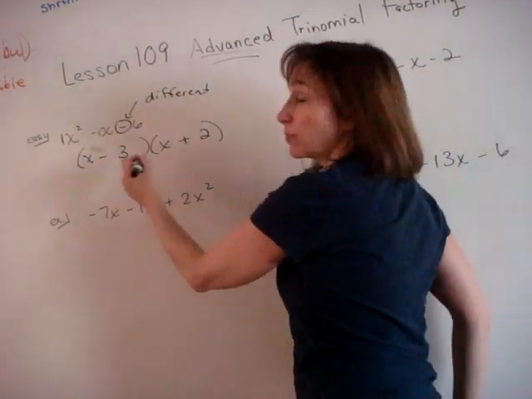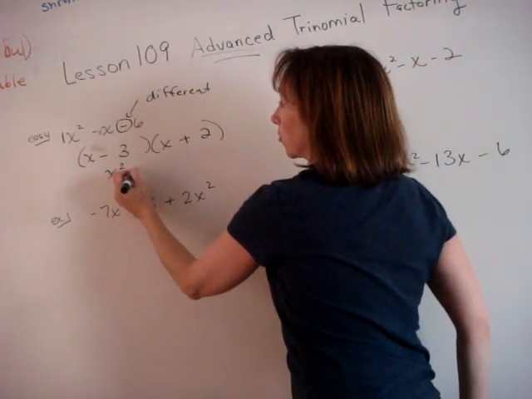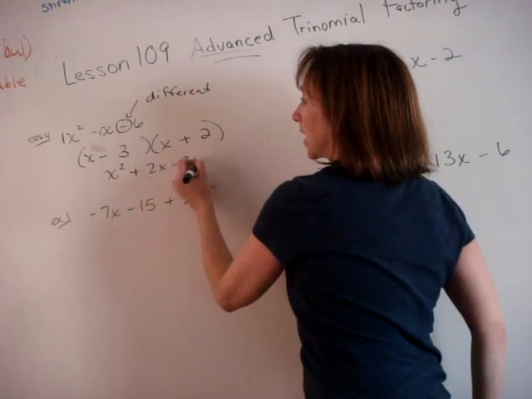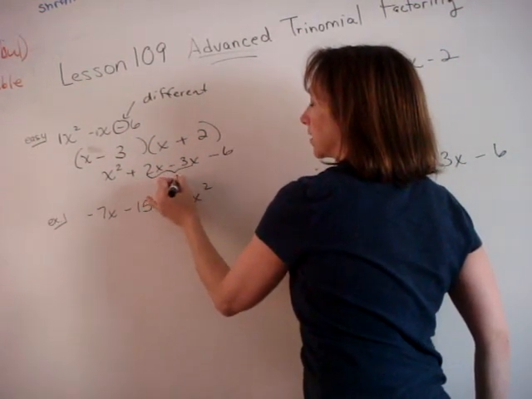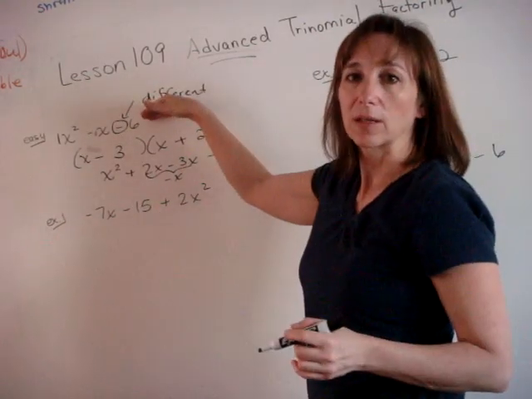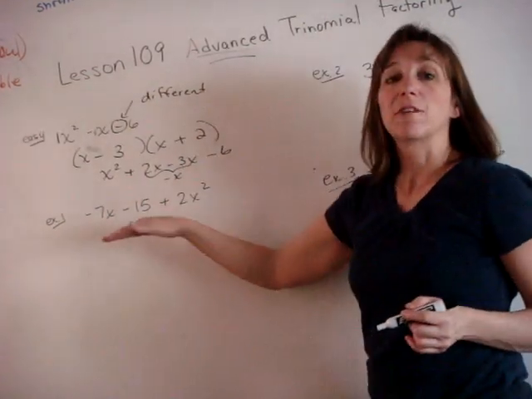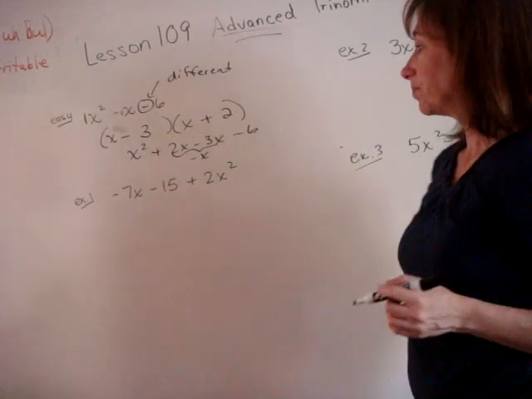You could always check these by FOILing, so you get x squared, outer would be 2x, inner is negative 3x, last is minus 6, and then these add up to minus x. So you get what you started with. All right, let's go on to our advanced factoring.